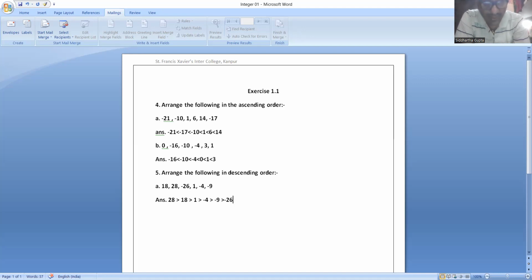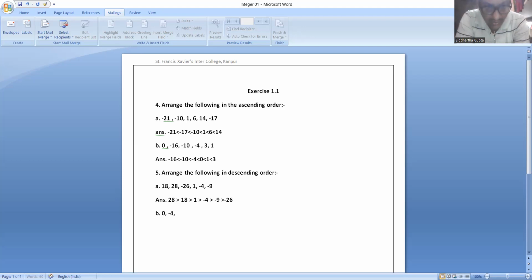Okay, we have to put the greater than sign, because 28 is greater than 18, 18 is greater than 1, 1 is greater than minus 4, minus 4 is greater than minus 9, minus 9 is greater than minus 26. I hope you get the idea. My dear students, these are very easy things. Now look at the next question.